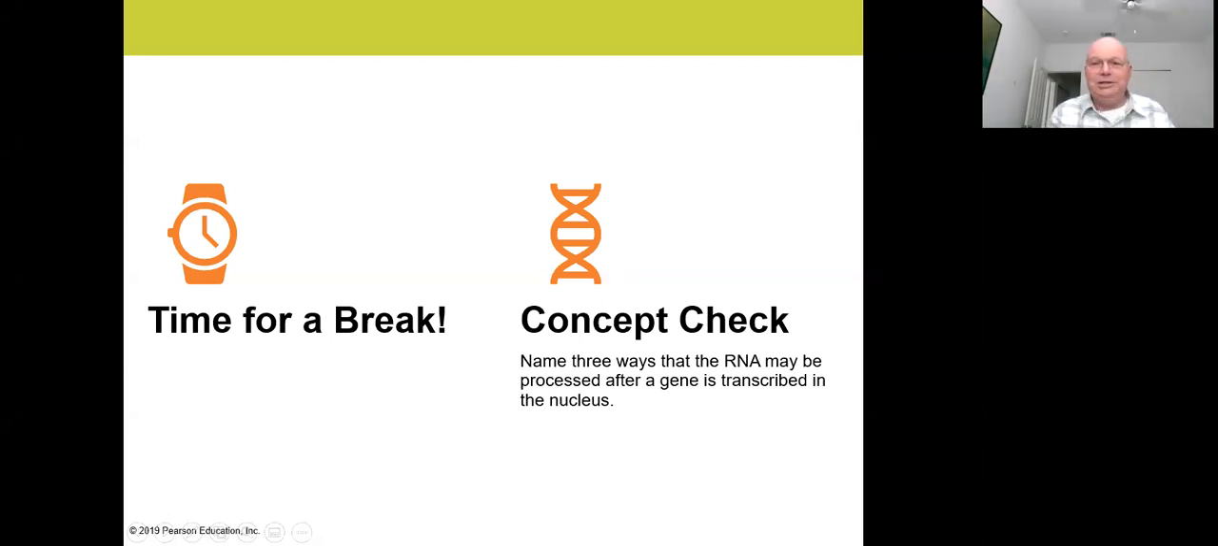So let's take a break for a moment, and this will be a full break. I've got a concept check question, which I will answer when we come back on the other side of the break. Name 3 ways that the RNA may be processed after a gene is transcribed in the nucleus. Something to think about. I'll see you on the other side of the break with the answer.